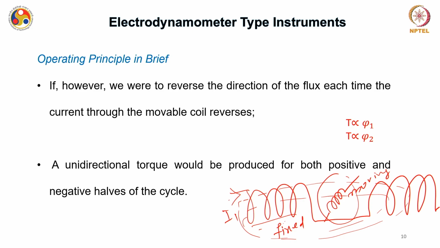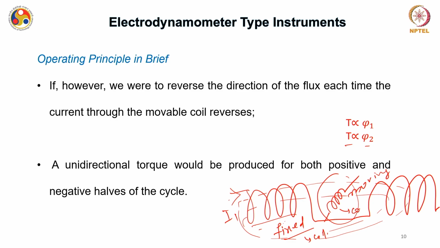So, say we were to reverse the direction of flux each time the current through the movable coil reverses. A unidirectional torque will then be produced by both the positive and negative half of the cycle, because the torque is directly proportional to the flux because of coil 1, and the torque because of the flux in coil 2. The fixed coil I am calling coil 1.